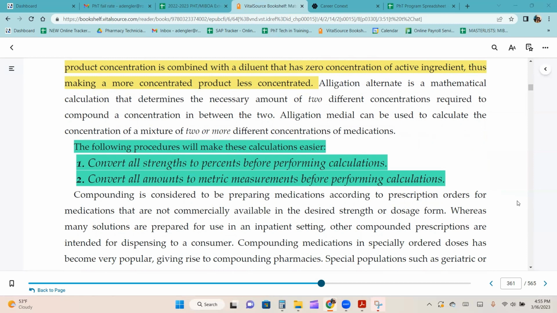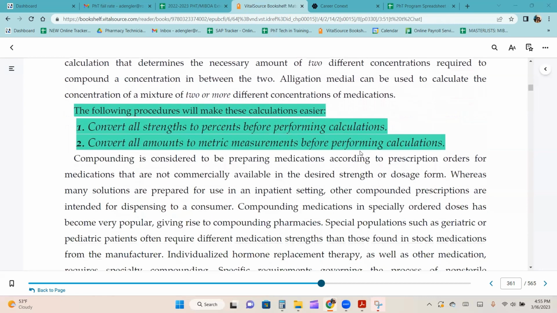The following procedures will make these calculations easier. Convert all strengths to percents before performing calculations. Convert all amounts to metric measurements before performing calculations.